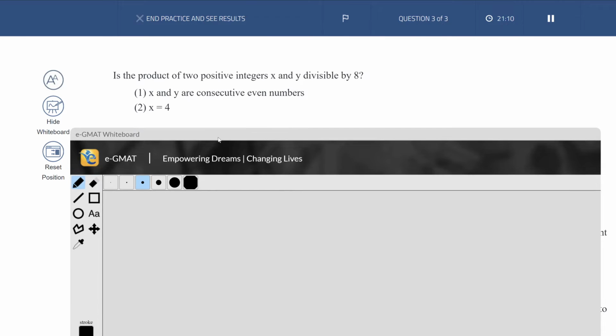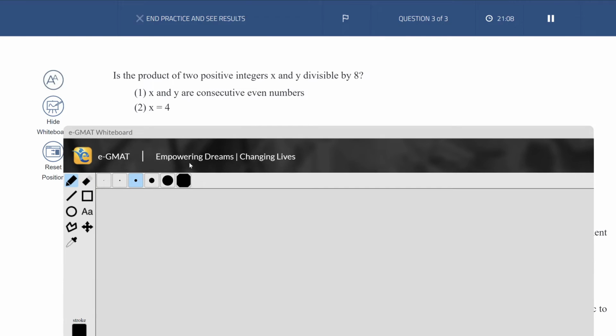Let's clear this. And again, let's show the question. So we have to figure out x dot y, whether that's equal to 8k. And now remember, 8k means 2 to the power 3, 2 exponent 3 times k. So we've got to figure out whether the product of x and y has 3 powers of 2. So with that, that's what we need to figure out. We've drawn that inference. Let's go to statement 1.